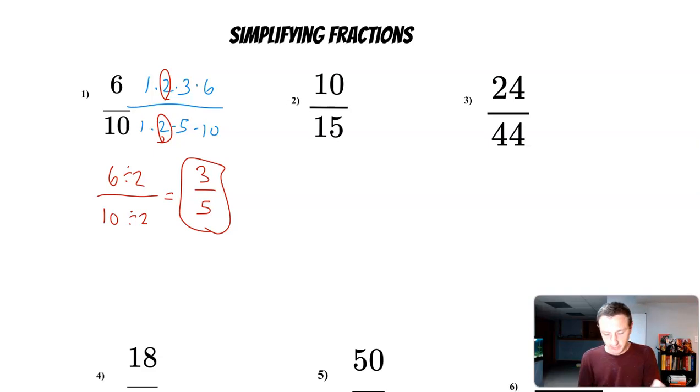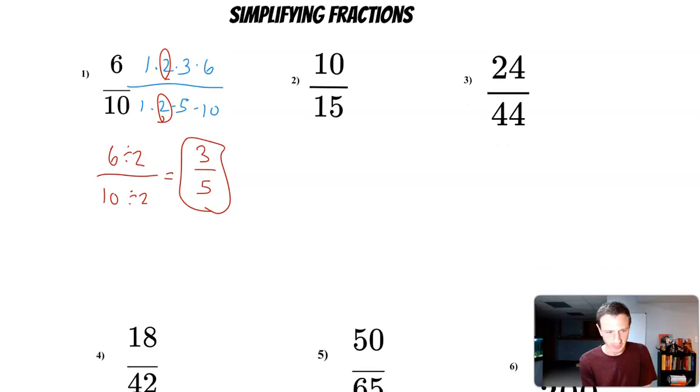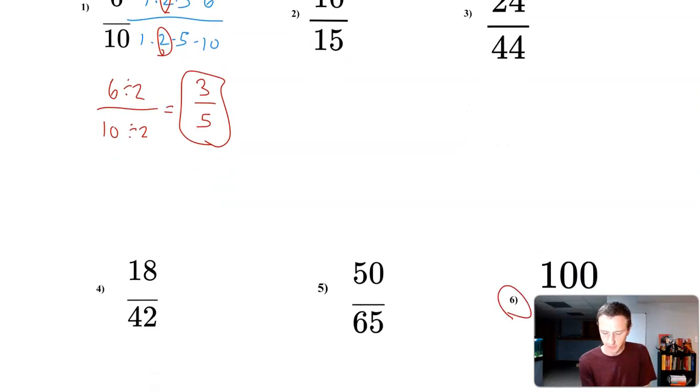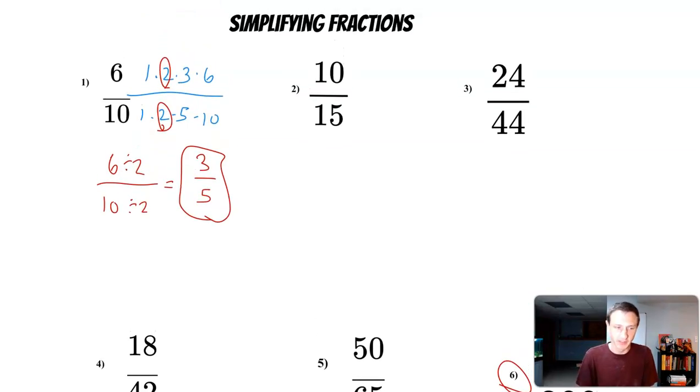Let's take a look at 10 over 15. And as you go through this, the whole goal here is you don't want to have to write down every single number that multiplies, because if you look just ahead a little bit to number 6 down here, look at that, 100 over 300. You could waste a lot of time. So I'm going to talk about just the thinking process that you want to take on.